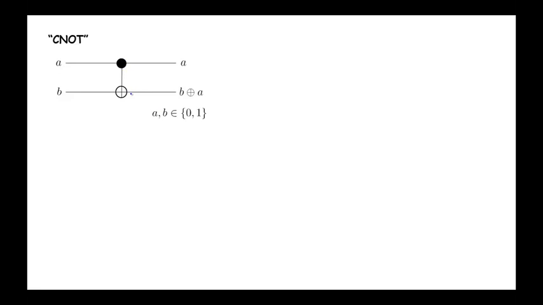If this was a classical gate, so if the inputs A and B were classical, then the outputs would look like this. The first bit is let through unchanged, and the second bit is flipped if and only if the first bit is 1. The first bit is called the control, and the second is called the target bit. CNOT stands for controlled NOT.